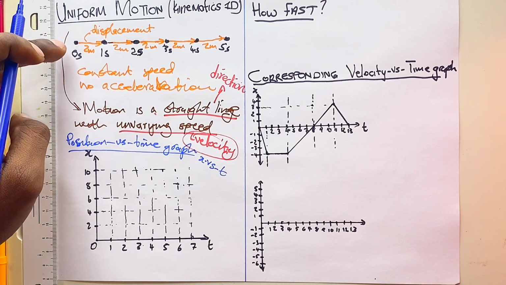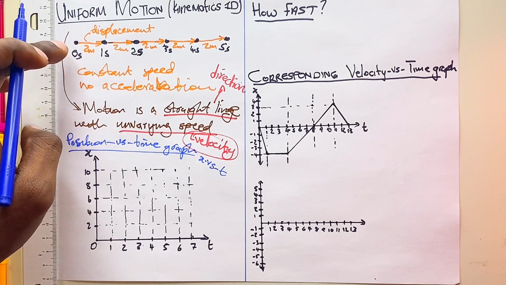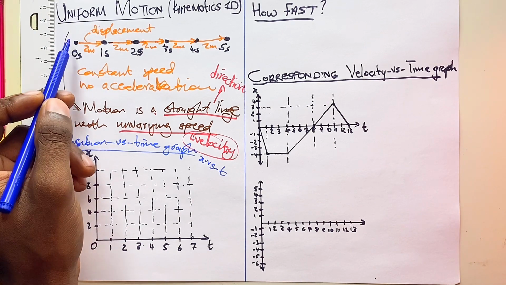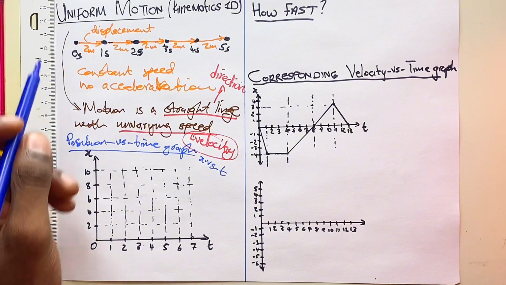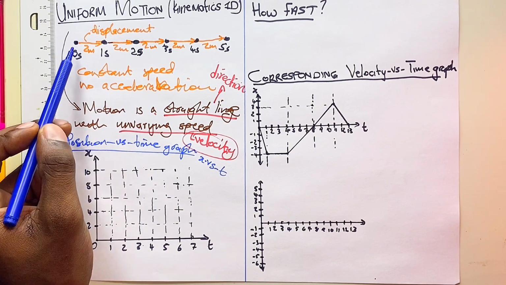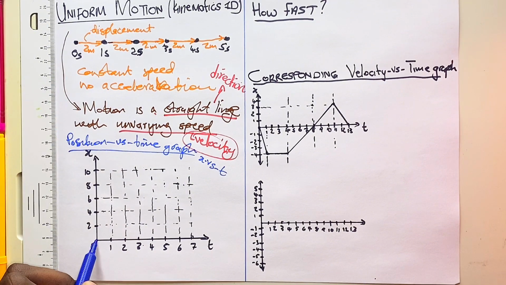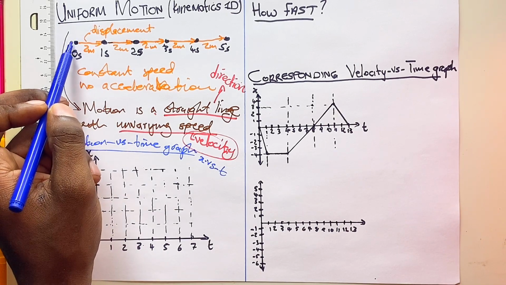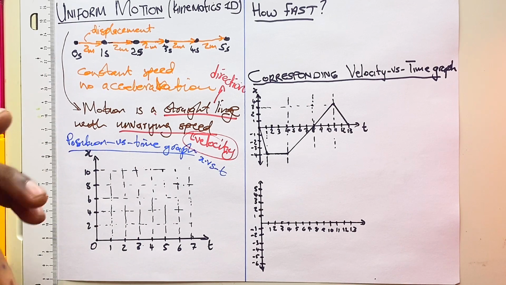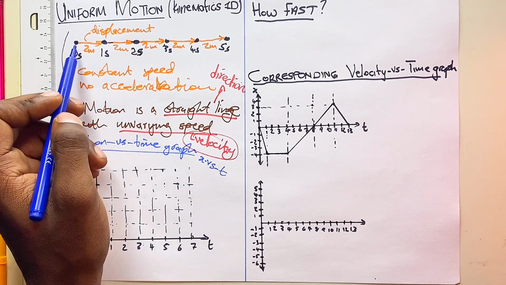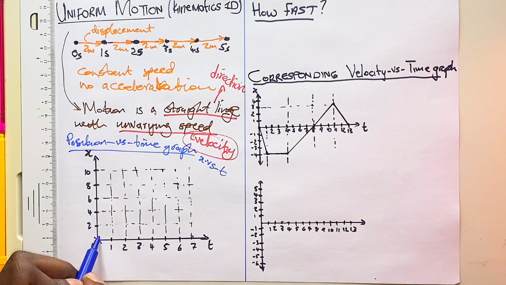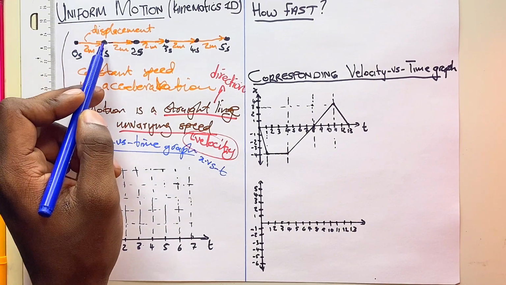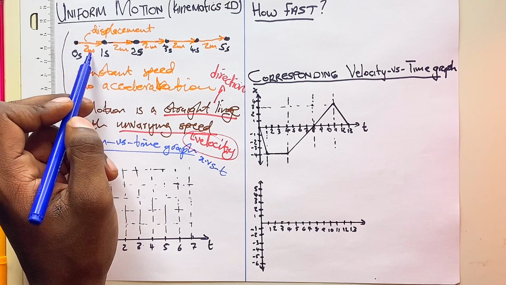Now let's plot this motion of a particle moving at 2 meters for every second. Now at 0 seconds here at the beginning, this is our initial position. It was at 0 because it hasn't moved in 0 seconds. We cannot measure something when time hasn't moved. So it hasn't moved, so it is at 0. Now after 1 second, our particle has been displaced 2 meters.